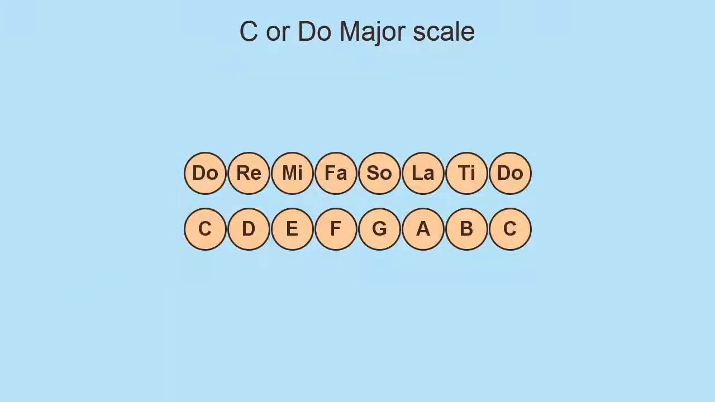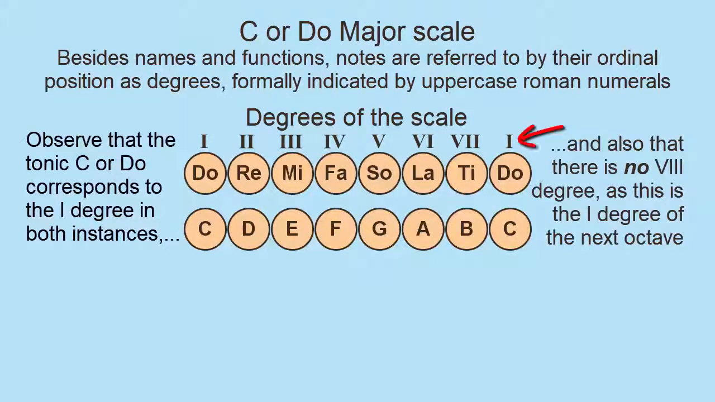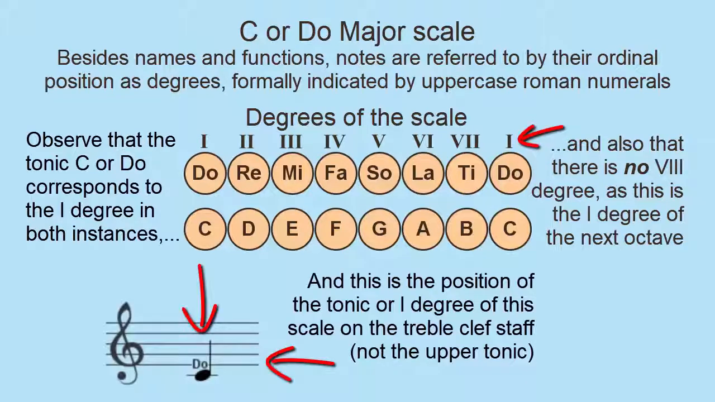But there is another way to refer to the notes in this scale besides their names and tonal functions, and that is their ordinal position in degrees, for which the tonic is also referred to as the first degree expressed formally with an uppercase Roman numeral, as shown here, as well as its corresponding notational representation on the first lower ledger line of the treble clef staff.